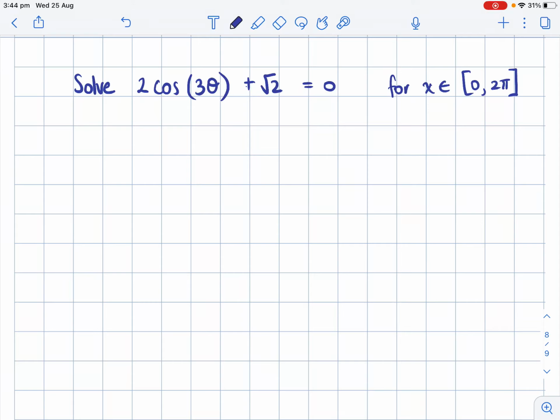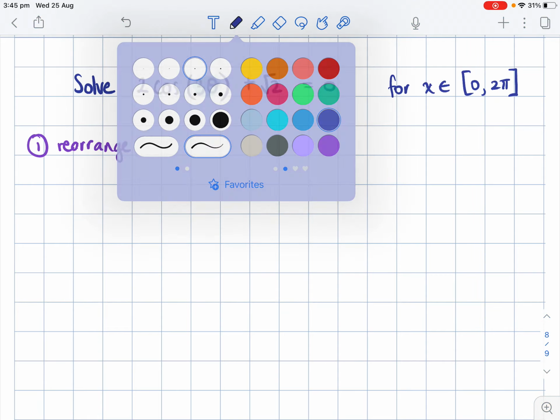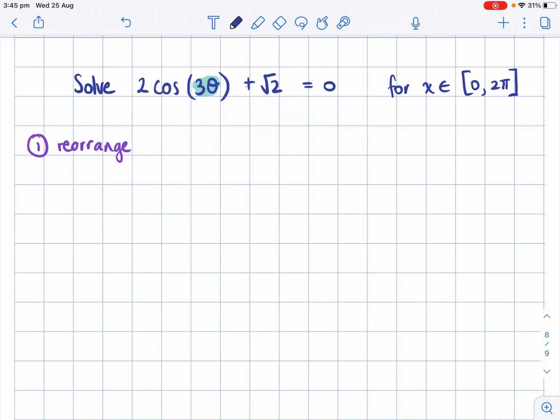Okay folks, one more example on solving our circular functions problems, particularly focusing on when my angle isn't just a single value but has been multiplied. So first step, as I mentioned in our previous videos, is I'm going to rearrange to get sine or cos by itself. So when I do that, I'm going to get 2 cos 3 theta equals a negative root 2, and then cos 3 theta equals negative root 2 on 2. So now I've got cos by itself.